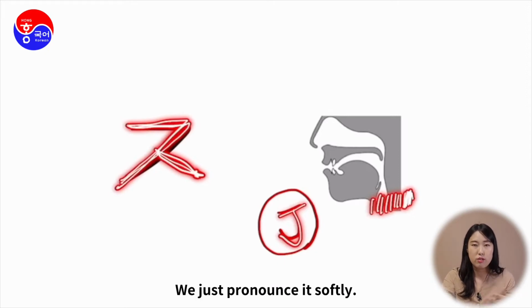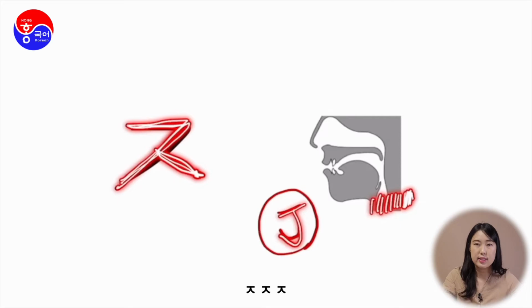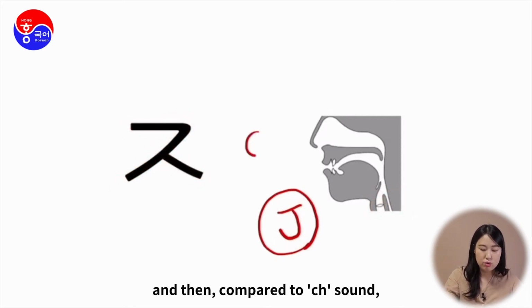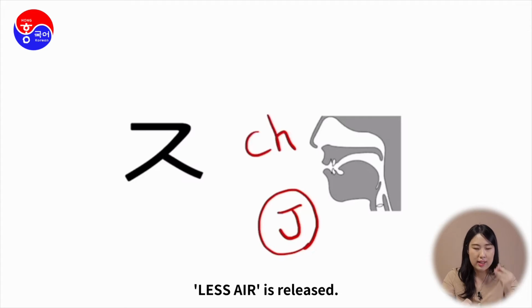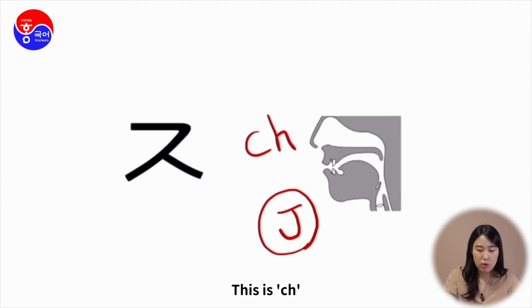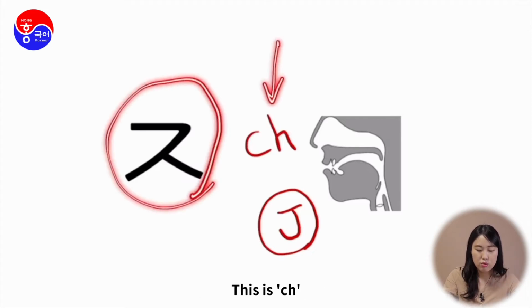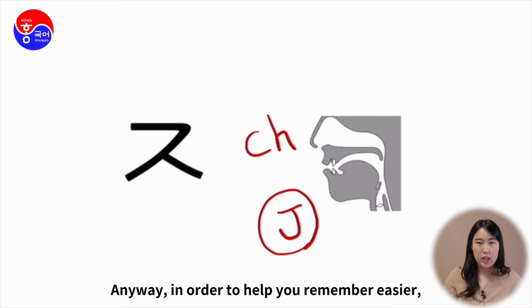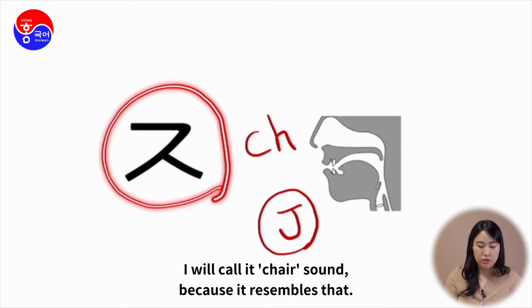We just pronounce it softly. And compared to the ch sound, less air is released. So this is ch, but this is ch. So anyway, in order to help you remember more easily, I will call it chair sound because it resembles that, okay?